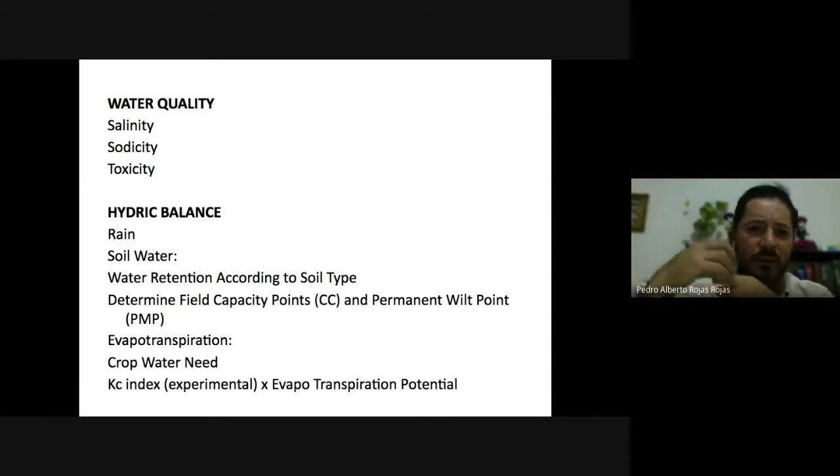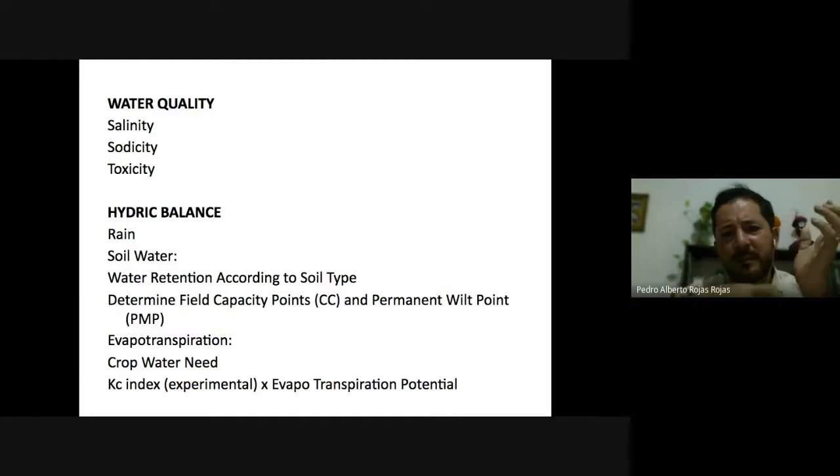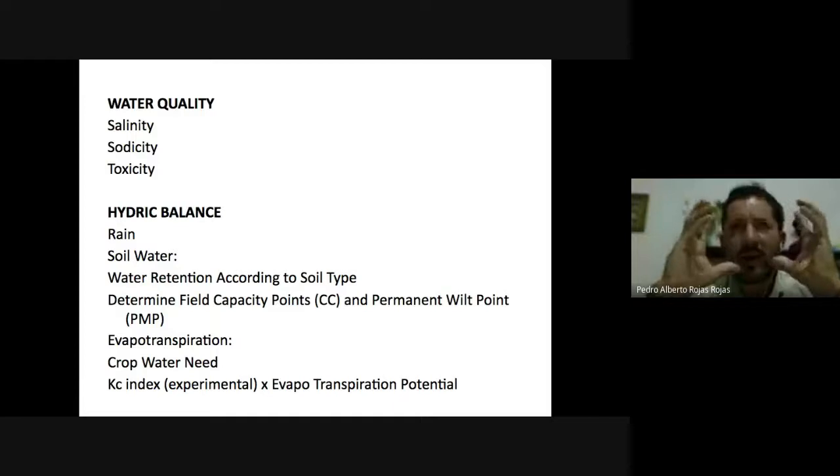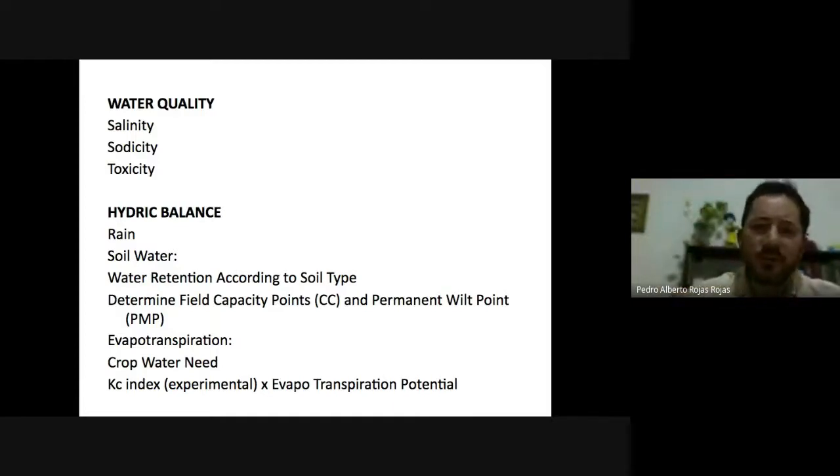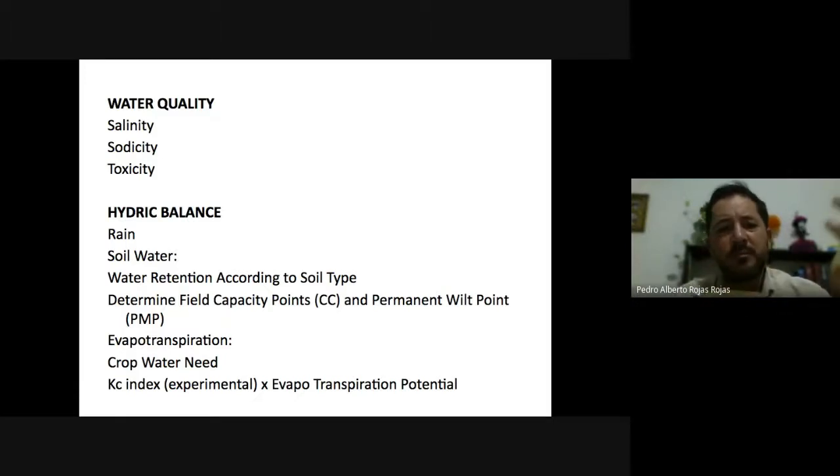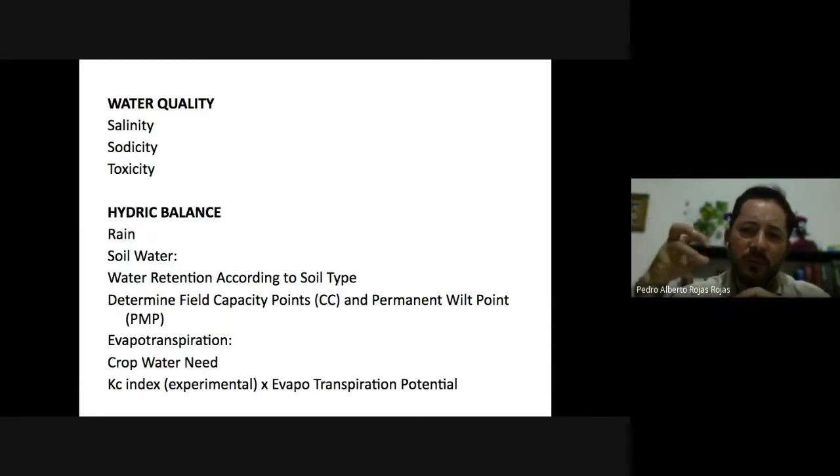Also, the water retention. This is according to the type of soil, and this determines the field capacity points. For example, the quantity of water that the soil can store for the use of the crops. And also the other element is the permanent wilt point, which is PMP, and is the point when the plants are unable to obtain the water from the soil.